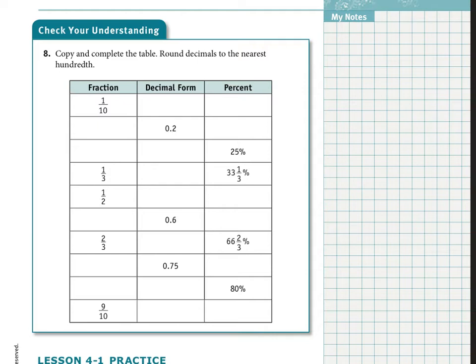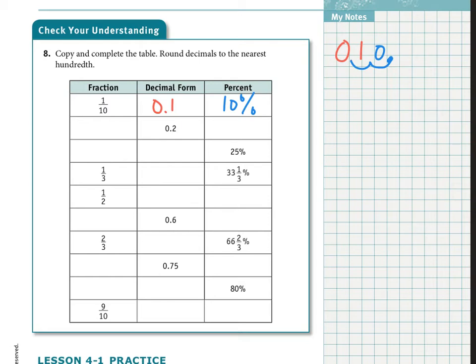All right, let's do a little more practice here. Let's see if we can copy and complete this table. We're going to round decimals to the nearest hundredth, so that means 2 digits after the decimal. To get from a fraction to a decimal, we're simply going to divide on a calculator. 1 divided by 10 is 0.1. Now, to change to a percent, all we're going to do is move the decimal 2 places to the right. We need to fill in a 0. So this as a percentage is 10%.